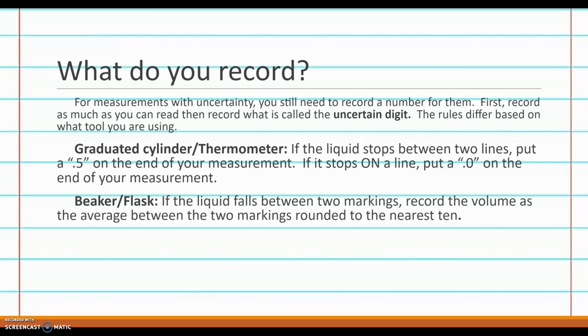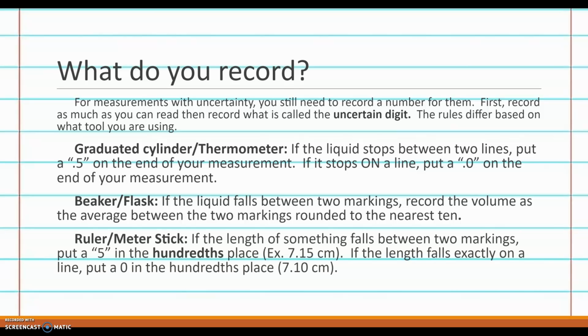For a beaker or flask, if the liquid falls between 2 markings, record the volume as the average between the 2 markings, rounded to the nearest 10. For a ruler or a meter stick, if the length of something falls between 2 markings, put a 5 in the hundredths place. Example, 7.15 centimeters. If the length falls exactly on a line, put a 0 in the hundredths place. For example, 7.10 centimeters.